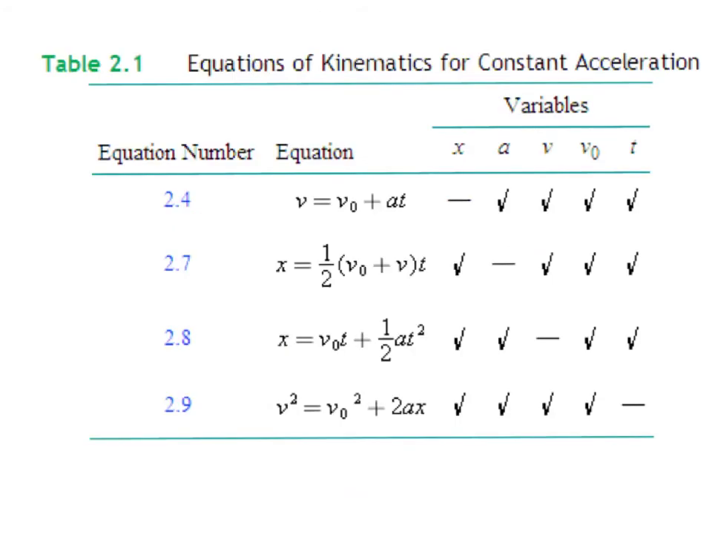So here are the rest of your tools. We've already seen this equation, final velocity is equal to initial velocity plus acceleration times time. And this one where we solve for displacement equals 1/2 the sum of the initial velocity plus the final velocity times time. And now there are two more for you to learn. Displacement is equal to the initial velocity times time plus 1/2 acceleration times time squared. And final velocity squared is equal to the initial velocity squared plus 2 times acceleration times displacement.